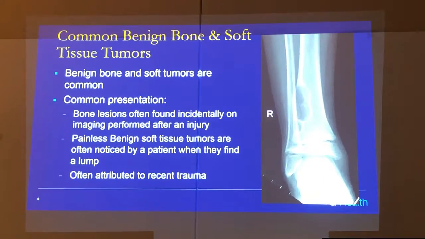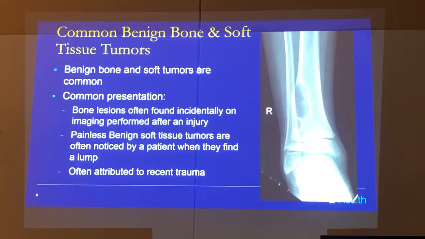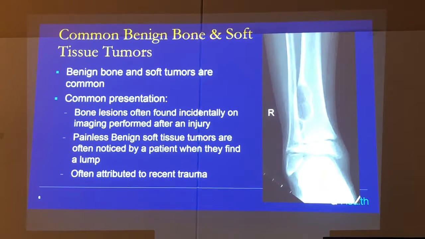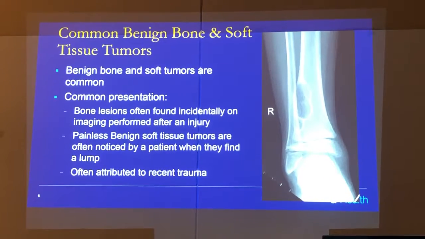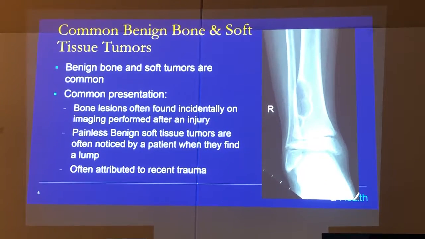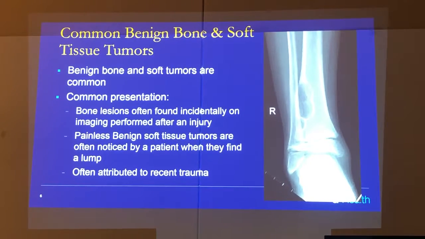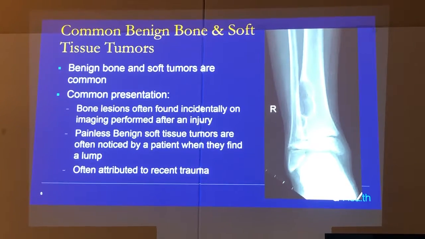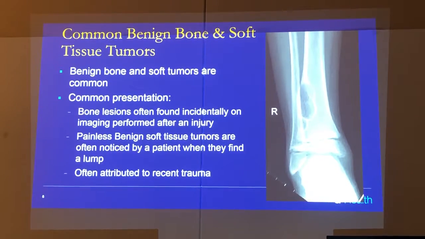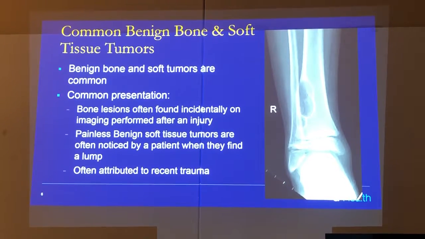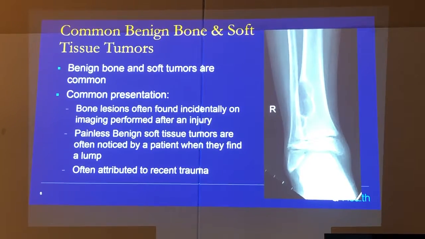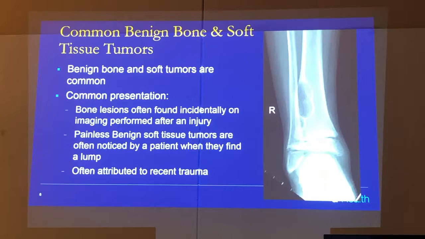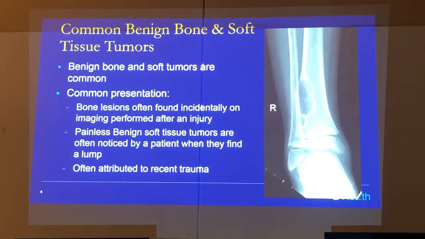So, common benign bone and soft tissue tumors. The common presentation of these, if they're in the bone, they're usually asymptomatic. They usually have been there for a long time. And a common presentation of benign soft tissue tumors is often people just notice a lump. They can be painful, but oftentimes they're not. And people will think, oh, I just bumped my leg there, and then they'll realize there's an actual mass there.